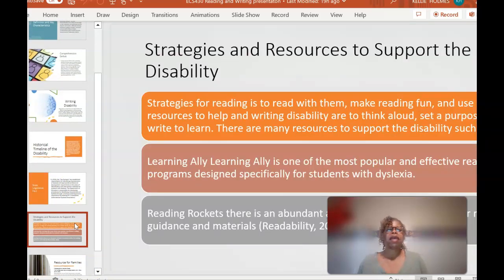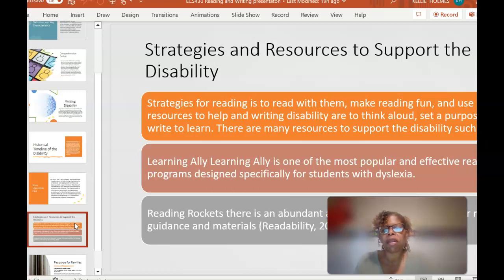We'll go right on to strategies and resources to support the disability. Strategies for reading are to read with them, make reading fun, and use online resources. To help in writing disabilities, the strategies are to think aloud, set a purpose, and write to learn.